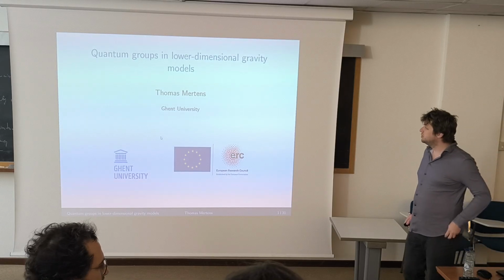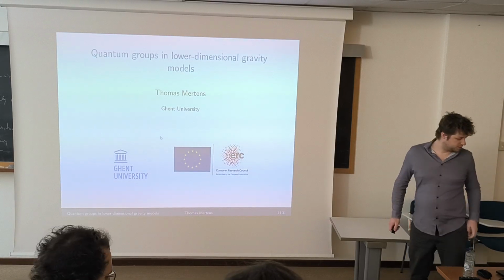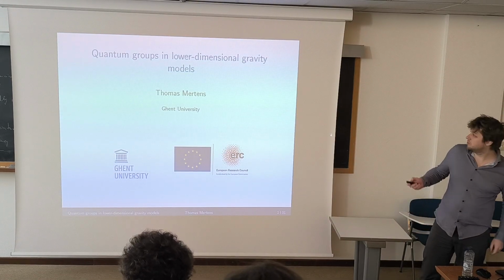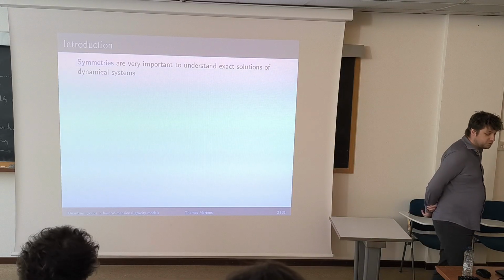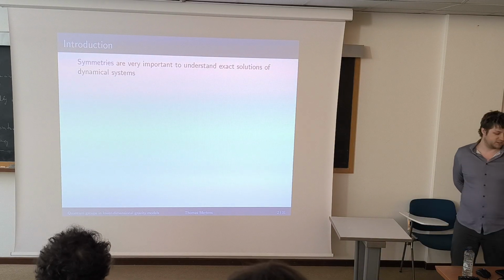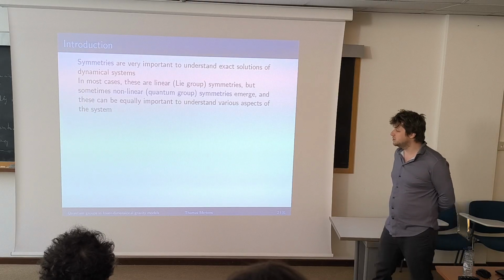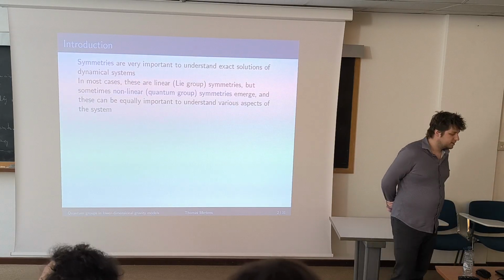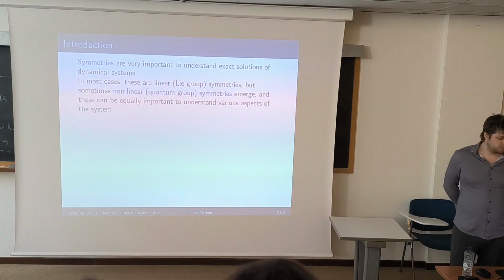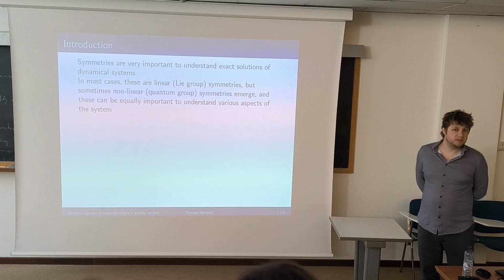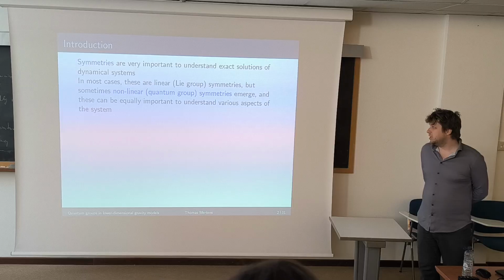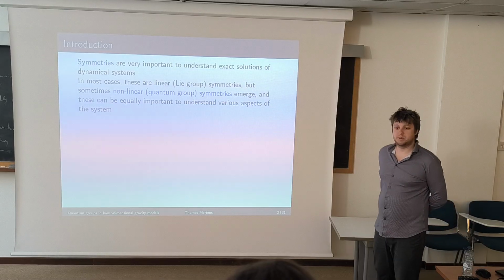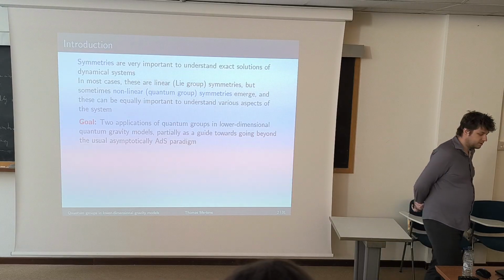Talk about some work we've been doing in the past couple of years on quantum groups and lower dimensional gravity models. So let me start with the introduction. Symmetries are of course very important to understand exact solutions of dynamical systems. In most cases these are linear, so just Lie group symmetries, but sometimes nonlinear symmetries emerge in models, quantum group symmetries, and they can be equally important to understand various aspects of the system that we want to understand.